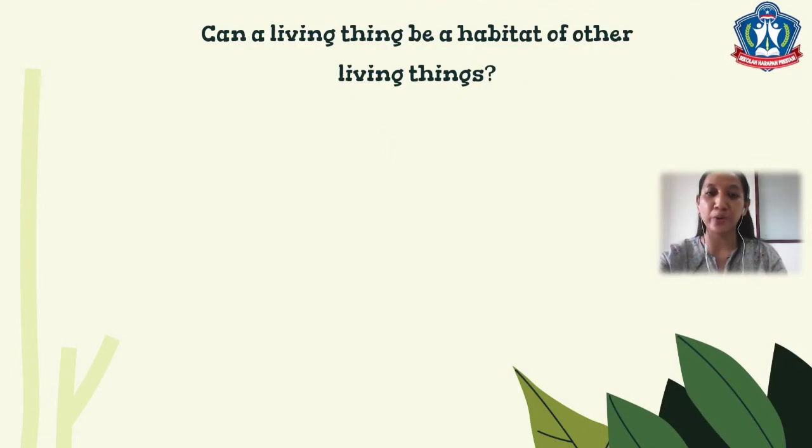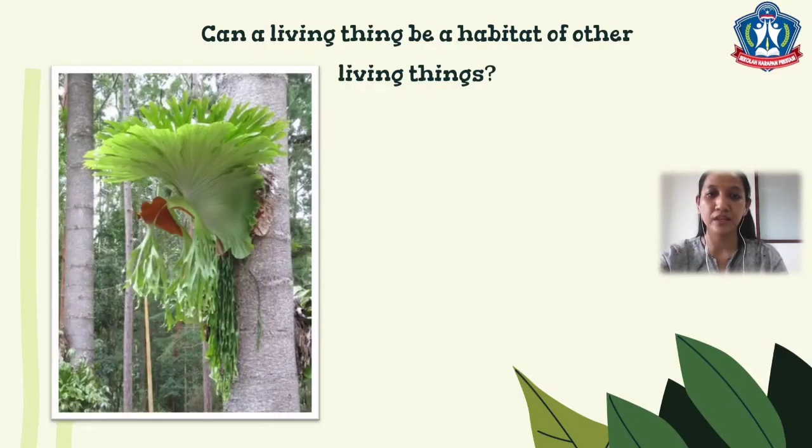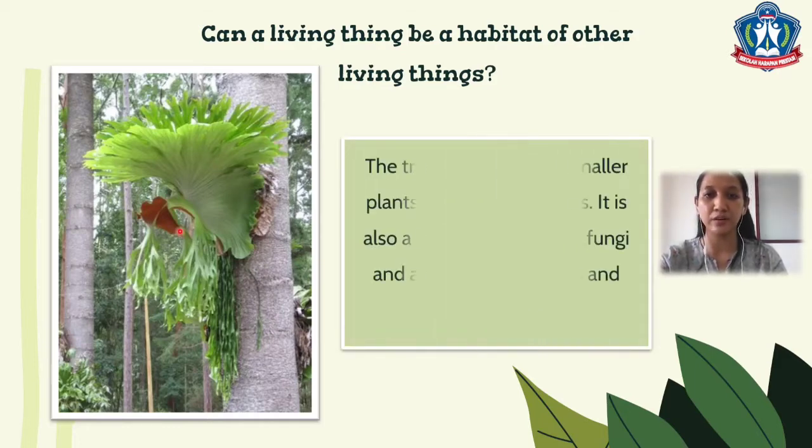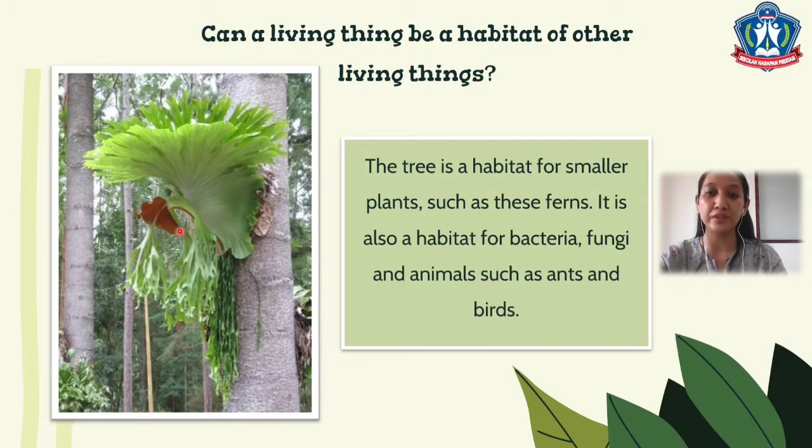Now, I have a question. Can a living thing be a habitat of other living things? Can you take a look at this picture? See, on the tree here, there is another plant. So, the tree is a habitat for smaller plants such as these ferns. It is also a habitat for bacteria, fungi, and animals such as ants and birds.